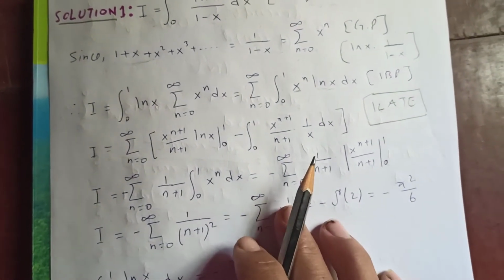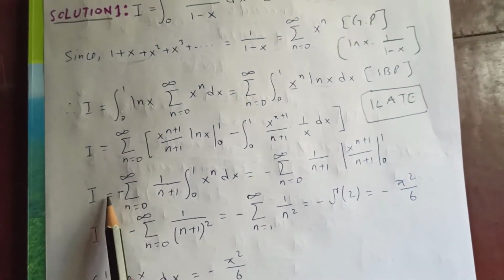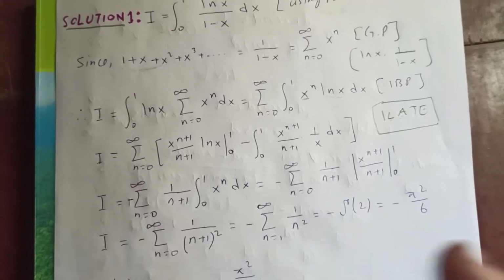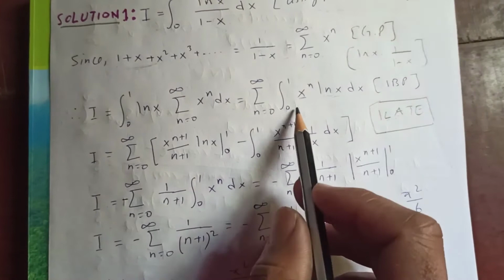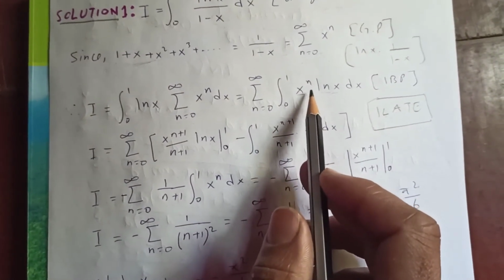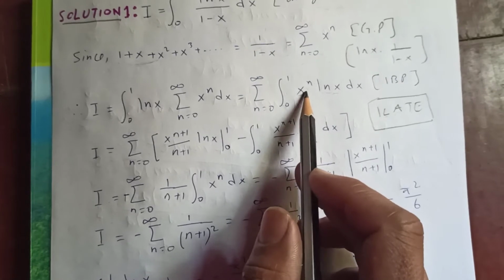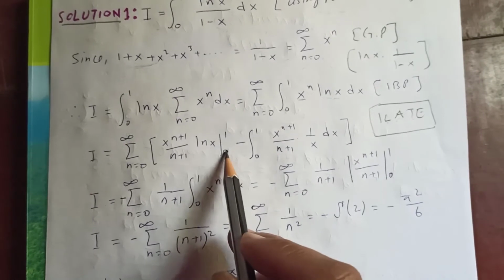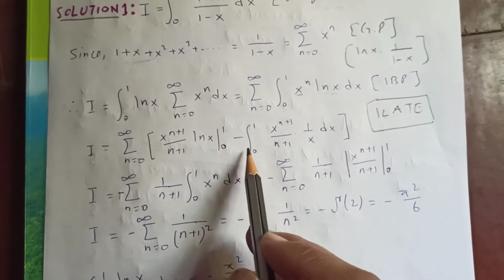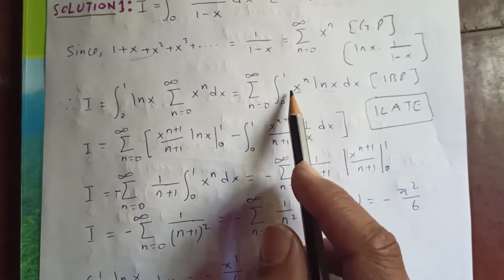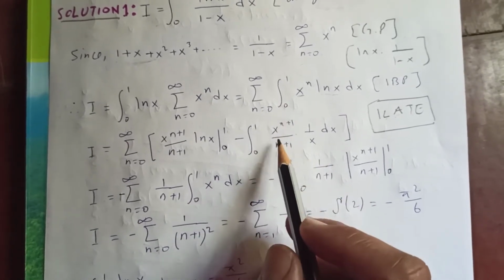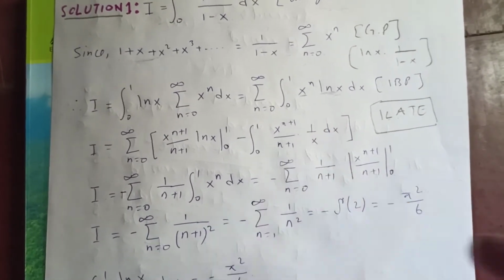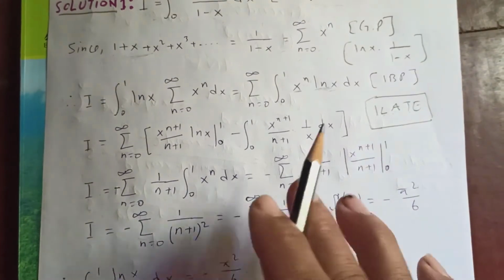So from integration by parts, our I is equal to the sum from n equals 0 to infinity of the integral from 0 to 1, with the integration of the second function, which is x to the n, giving x to the n plus 1 over n plus 1, times ln x, minus the integral from 0 to 1 of x to the n plus 1 over n plus 1 into the differentiation of the first function. The differentiation of log x is 1 over x.